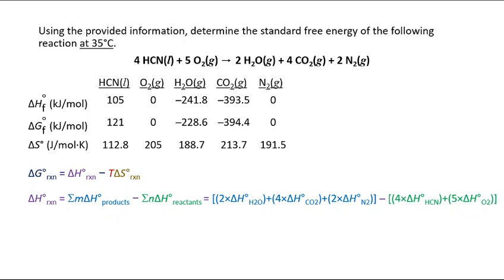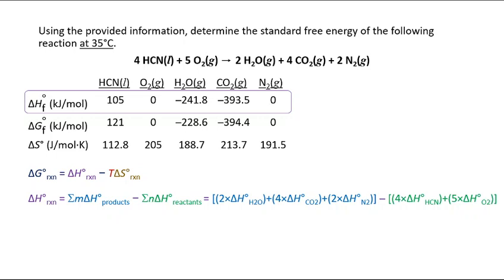Using the same exact setup, except now you're changing all your G's to H's, you're still looking at the sum of all your standard delta H's of all your products minus the sum of all the standard delta H's of the reactants. So you're still using the same coefficients. There's still 2 waters, 4 CO2s, 2 N2s, 4 HCNs, and 5 O2s. The only difference now is you're using these values instead of the delta G's, because right now we're solving for the standard enthalpy of the reaction.